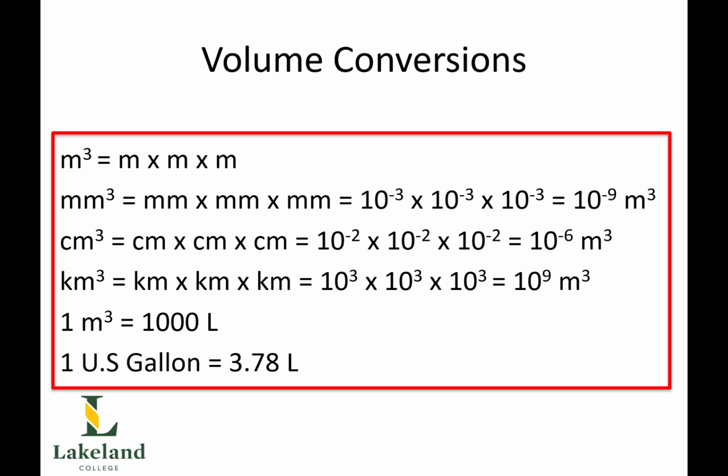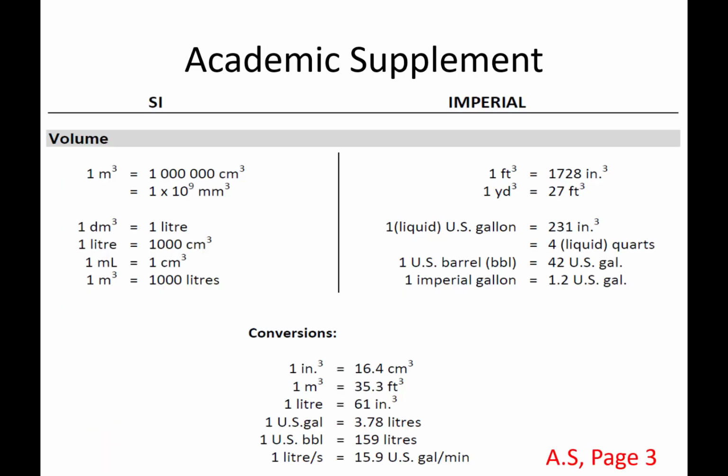There are also some conversions I'm going to refer you to in your academic supplement for things like fluids, and that's how 1 meter cubed is 1,000 litres, or something like 1 US gallon is 3.78 litres. Now this sort of information can be found on page 3 of your academic supplement, where we have our metric units down the left and our imperial units down the right. And of course we then have our conversion factors in the middle there of how we can jump from one to the other. When working with volume, this is really the only reference page that we're going to need.